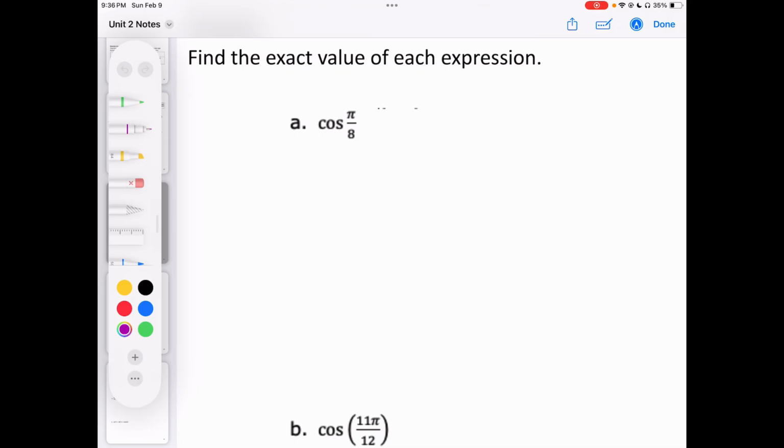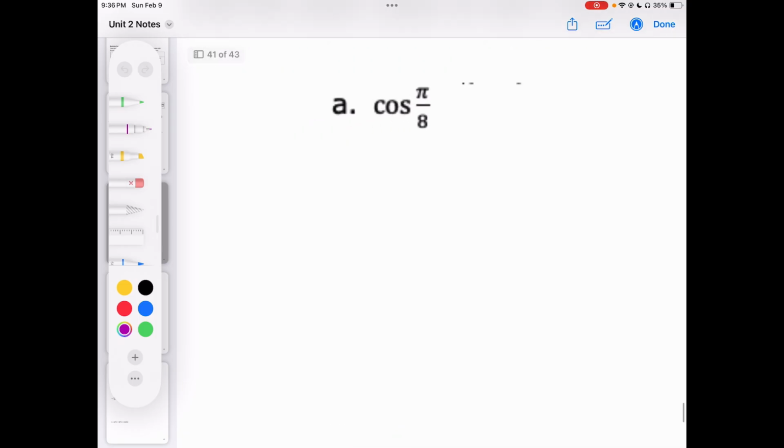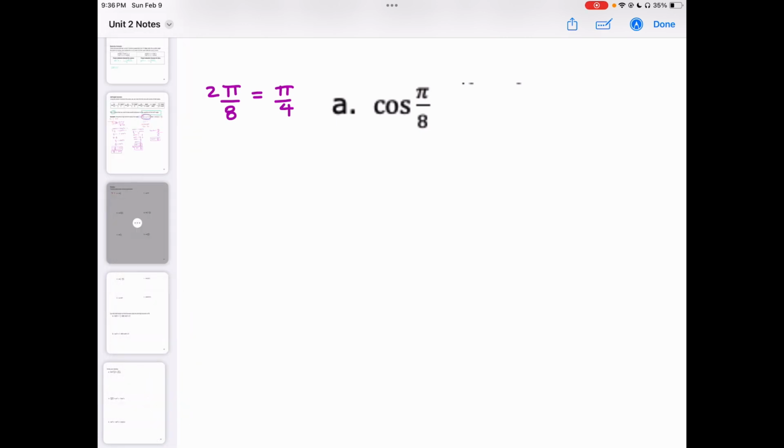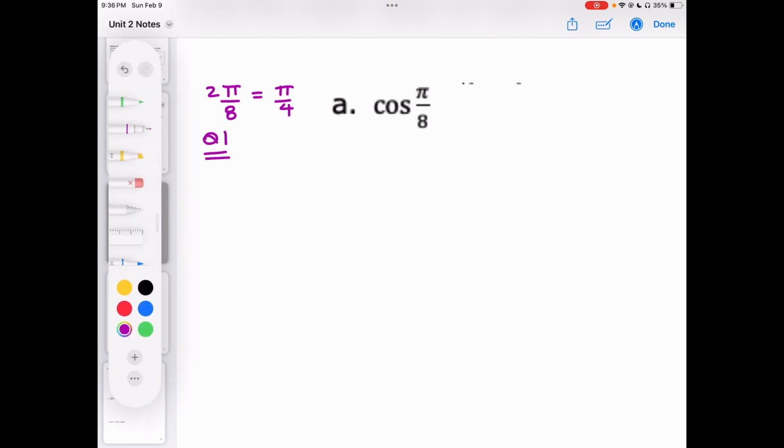So I'm going to look at this first one right here, and I think about if it's a double angle or a half angle, and I think it's a double angle. So if I were to take pi over 8 times 2, that would get me pi over 4. So I'm thinking this is a half angle. The half angle in question is in quadrant 1, so I do want to keep that in mind. That makes that cosine value a positive cosine.